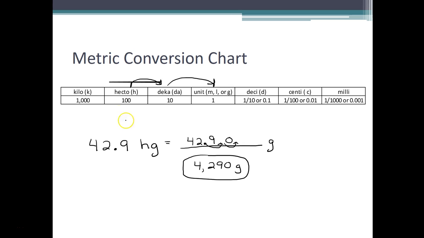The number makes sense because a hectogram is a bigger unit, and you're converting it to smaller units. So it's going to take a heck of a lot more of these smaller units to equal these bigger units. It's kind of like miles and inches. Inches are tiny, miles are big. It takes a lot of inches to equal a mile. So it takes a lot of grams to equal a hectogram.